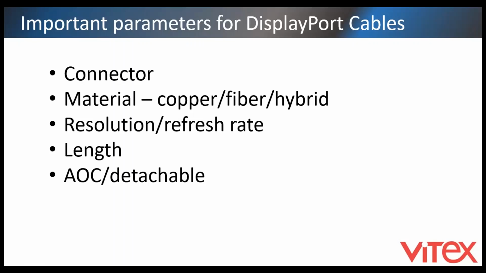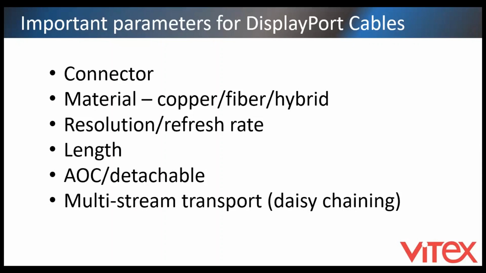The fifth one is AOC or detachable. I'll explain more about this in the upcoming slides and try to demonstrate what exactly AOC is and what detachable is, and how they are used for different applications. And the last one is multi-stream transport, also known as daisy chaining, which basically means you can use multiple displays for a single source. So don't worry, I'll explain all of these parameters in detail in my upcoming slides.